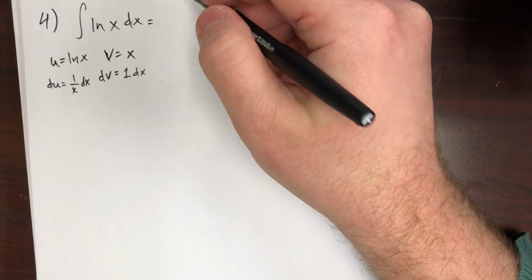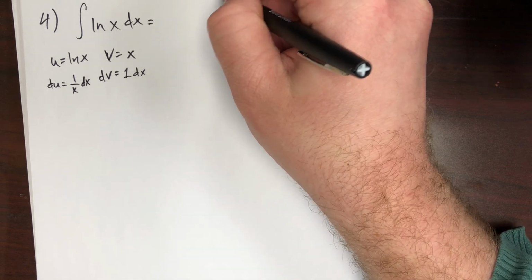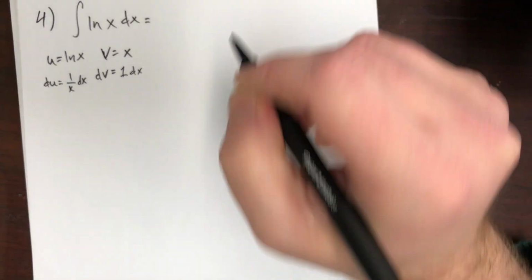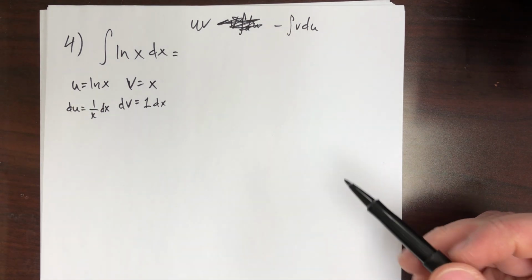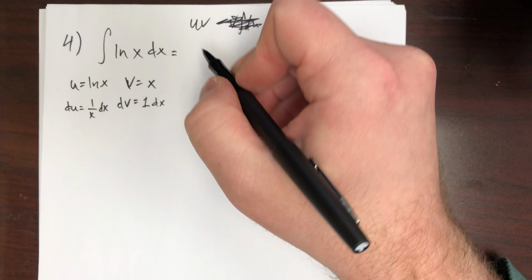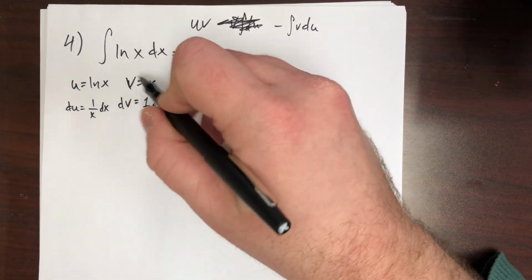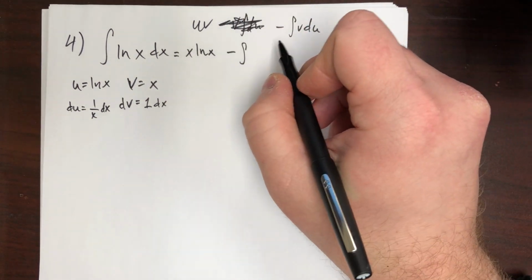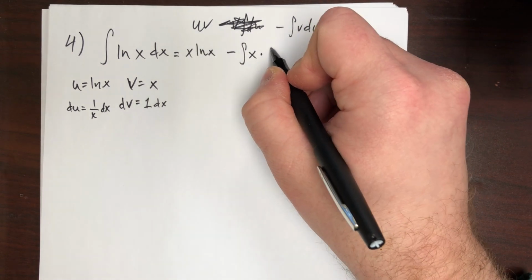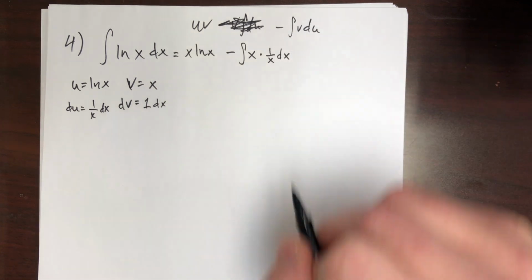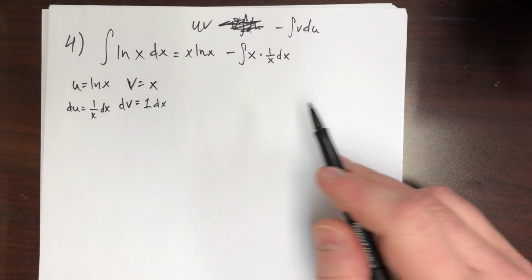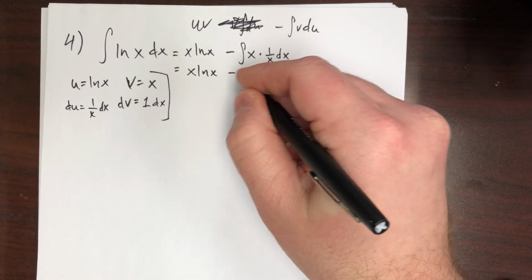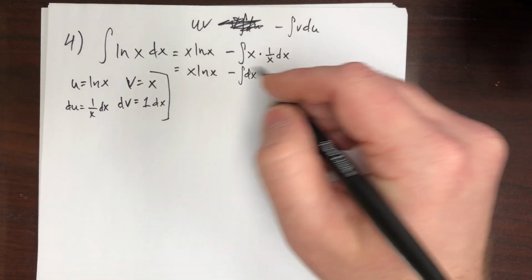Check it out. If we plug this into our uv minus the integral of v du, whoa. uv minus integral v du. So let's see. uv, so instead of writing uv, I'm going to write the x first, but x ln x minus the integral of v du. What? This is delightful. x times 1 over x is delightful. So I get x ln x minus the integral of 1 dx. Wait, that's just x.